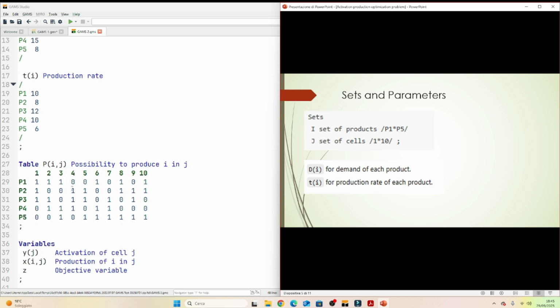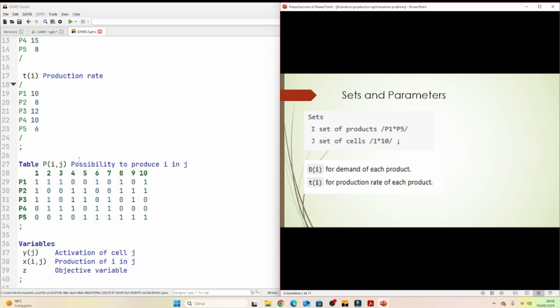Here we have the table, and here we have the demand, the production rate, the set of products, the set of cells, and the parameters. Here we have the capability table, and then we need to make decisions about what we need to decide, what our variables are.